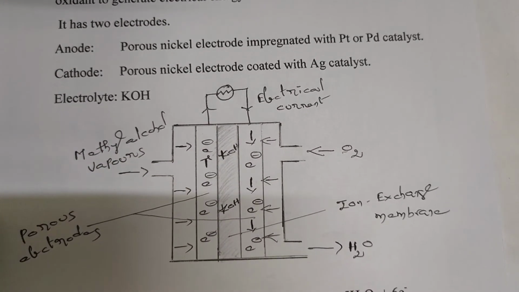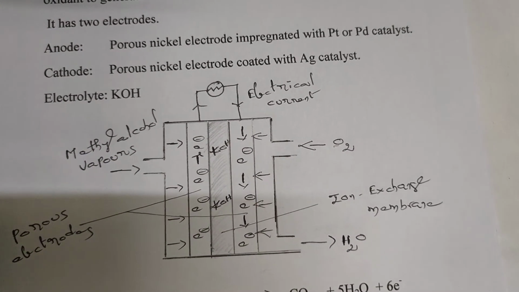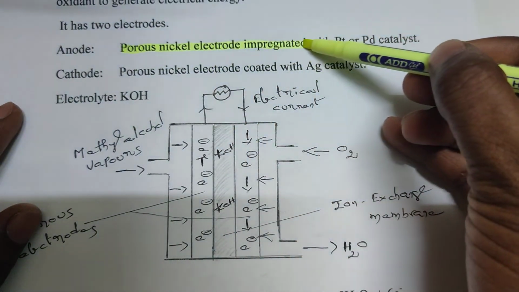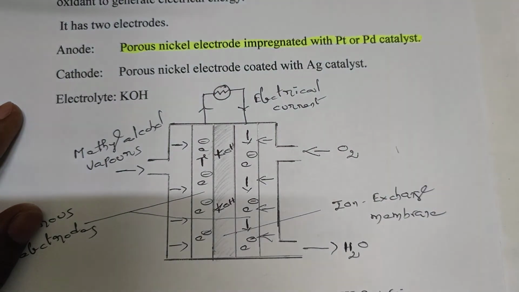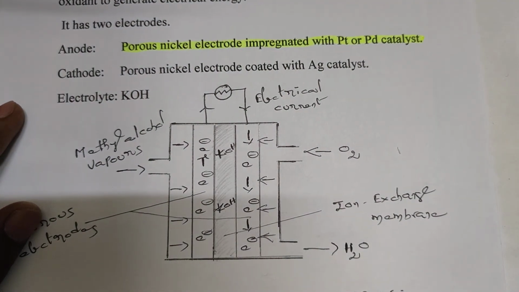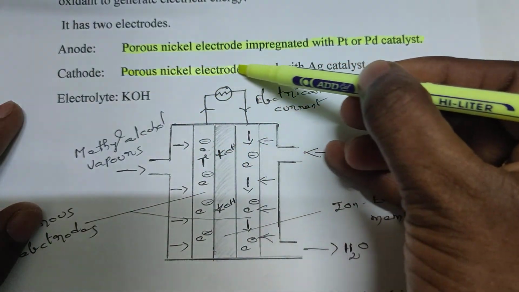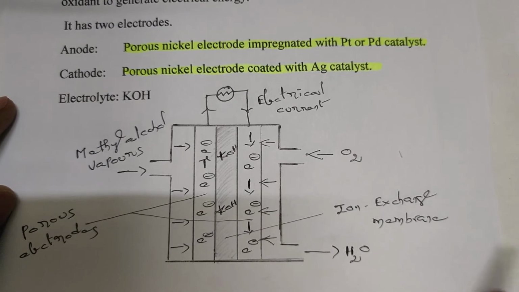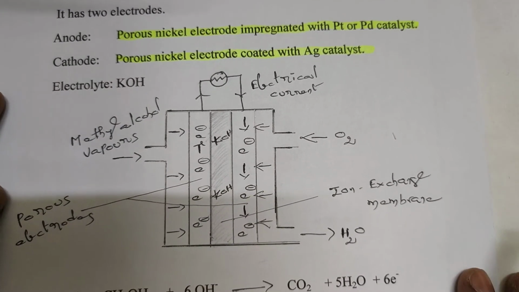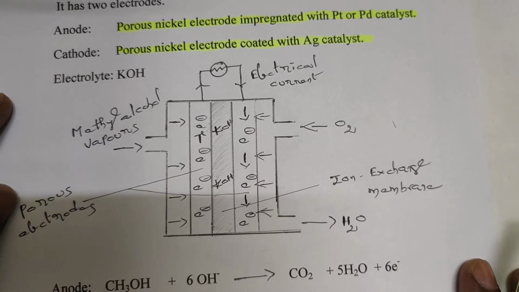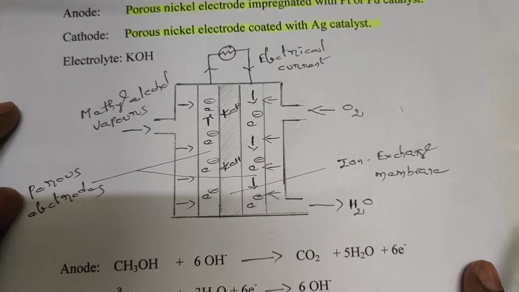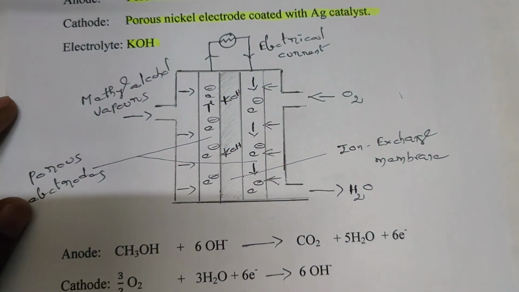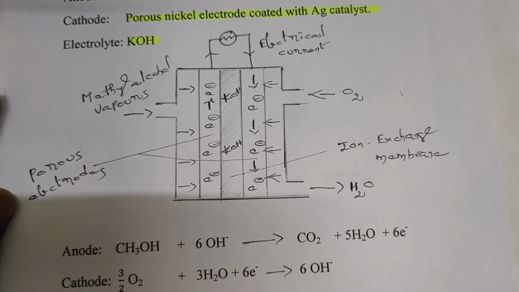So what is the anode and what is the cathode? Here the anode is a porous nickel electrode impregnated with platinum or palladium catalyst, and the cathode is a porous nickel electrode coated with silver catalyst. What is the electrolyte here? KOH is the electrolyte. The electrolyte solution is KOH.